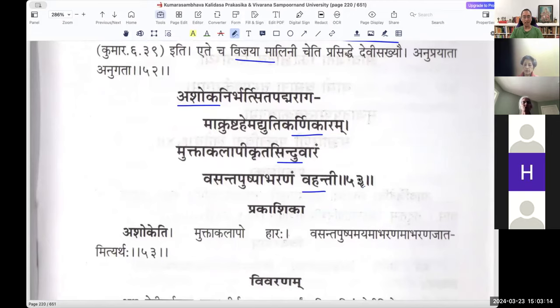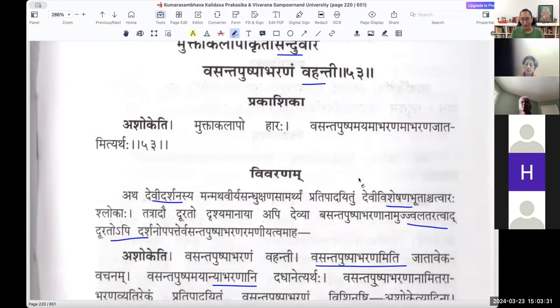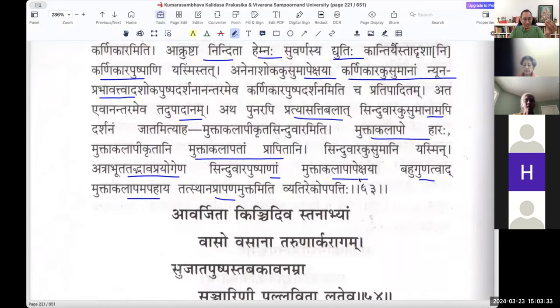The next one we saw was Ashoka nirbhatsita padmaragam, akrushta hemadyuti karnikaram, mukta kalapi krita sinduvaram, vasanta pushpabharanam vahanti sthavara rajakanya adrishyata. She was wearing all the flowers that were indicative of spring. Now the next one here is Kinchit samipe agatasa. So she was walking towards this place where Shiva and Manmatha were standing. So he is able to notice more things as she comes nearby.